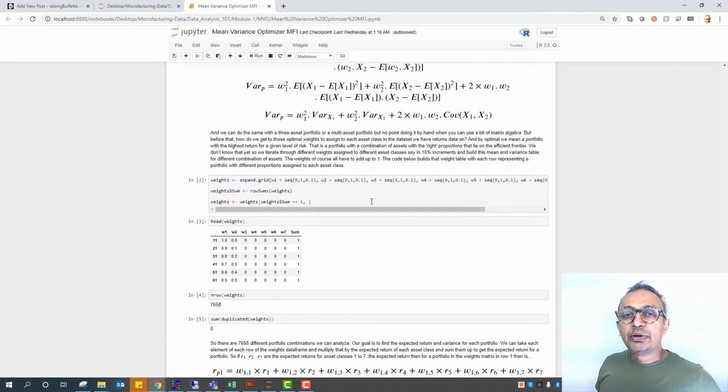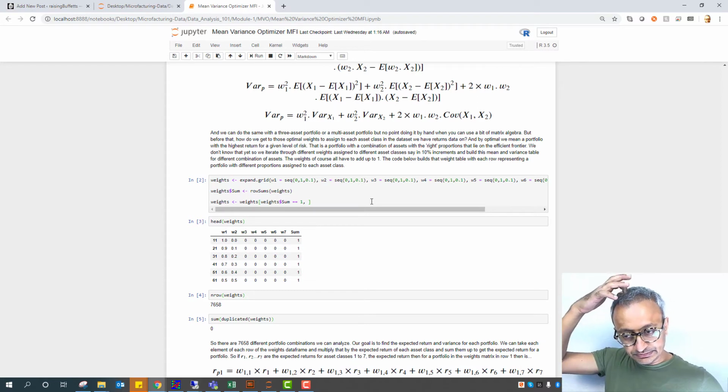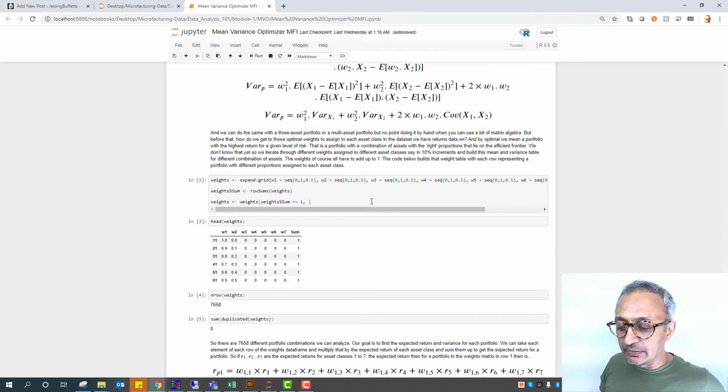And by optimal, we mean we want something which has the least amount of volatility and the highest level of return, right? That's what we define as optimal. So you would not want to pick a portfolio which is less optimal because it doesn't make sense. Basically, you want to have a portfolio which lies on the efficient frontier. We talked about that, okay? But we don't know that, right?